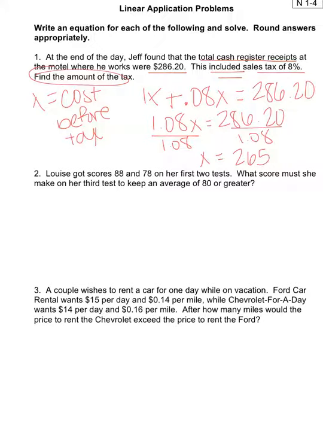So I'm just going to do 286.20 minus 265. So that should equal $21.20. So there's your tax amount.